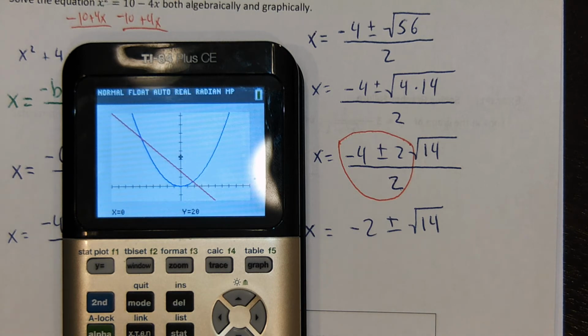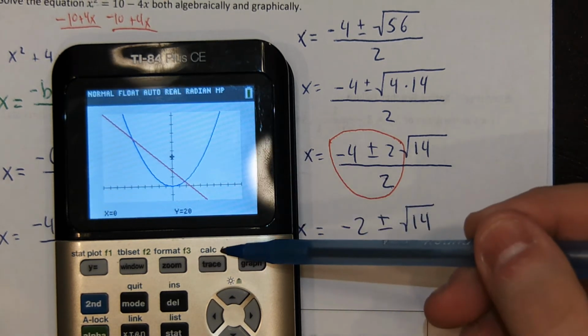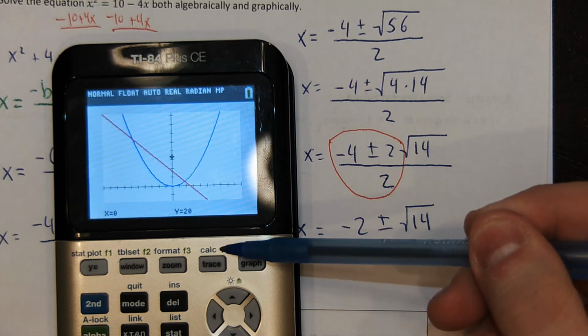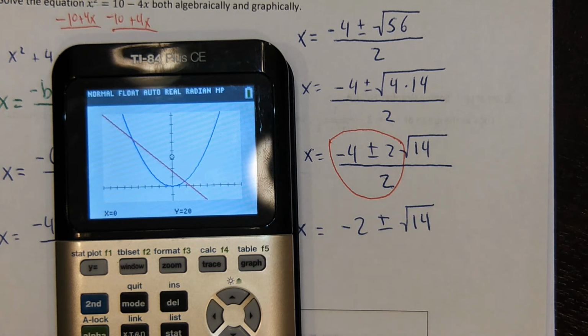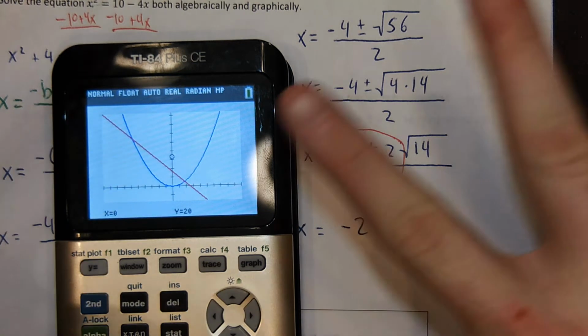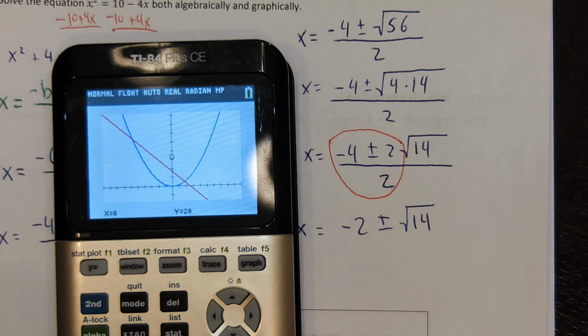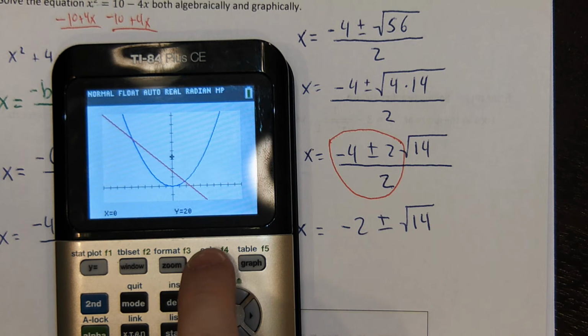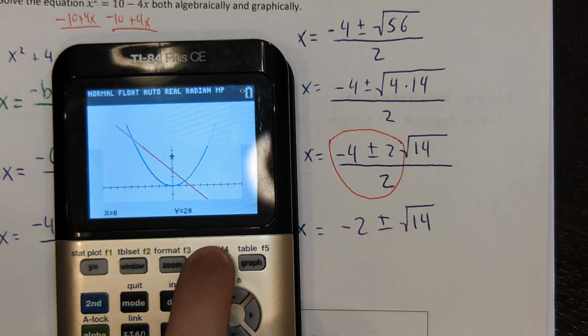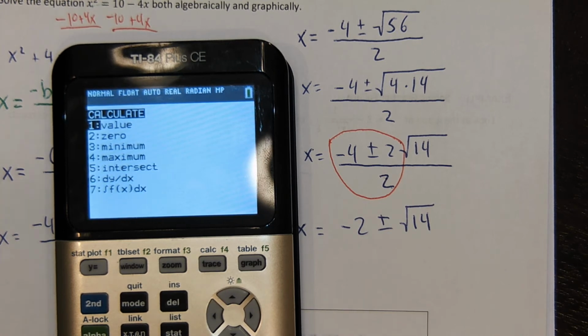And this calculator can do that using that command right there, calc. Literally means calculate. We're going to ask this calculator to calculate for us where the intersection is. Now, because that says calc in blue letters, we need to hit this blue button to make it work. Second, calc. Now we're looking for the intersection of two graphs, so you could scroll down and hit enter, or you could just press the number 5.